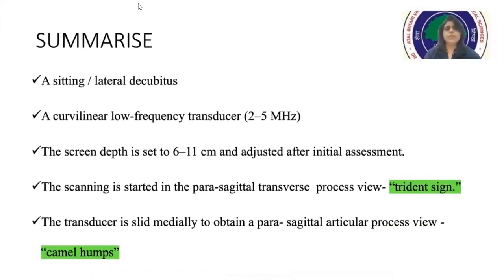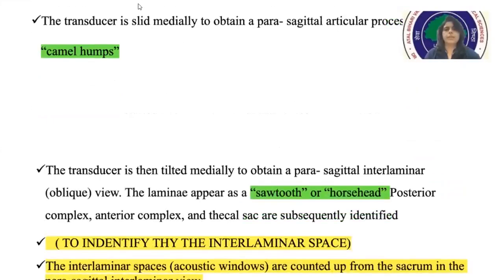To summarize and to tell you the importance of every view, let's go through it. Start your procedure in the sitting or lateral decubitus position, preferably sitting. Use a curvilinear probe with a low frequency transducer, about 2 to 5 megahertz. Adjust the screen depth to 6 to 11 centimeters, and then you can further adjust accordingly. The scanning is started in the parasagittal transverse view, where you will visualize the trident sign. Slide your probe slightly medially in the parasagittal articular process view. You can see the camel hump.